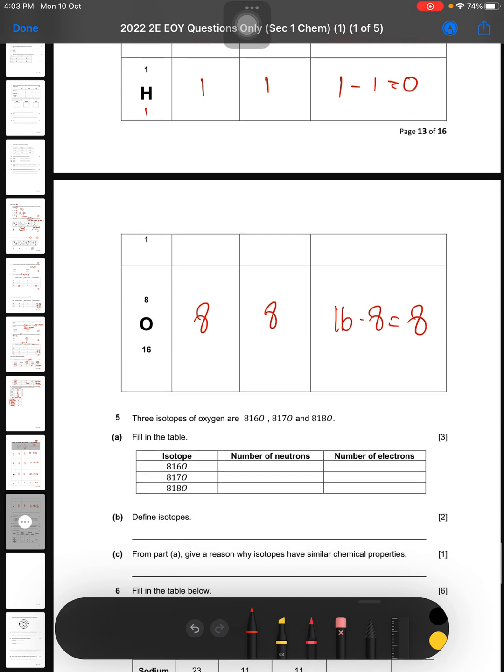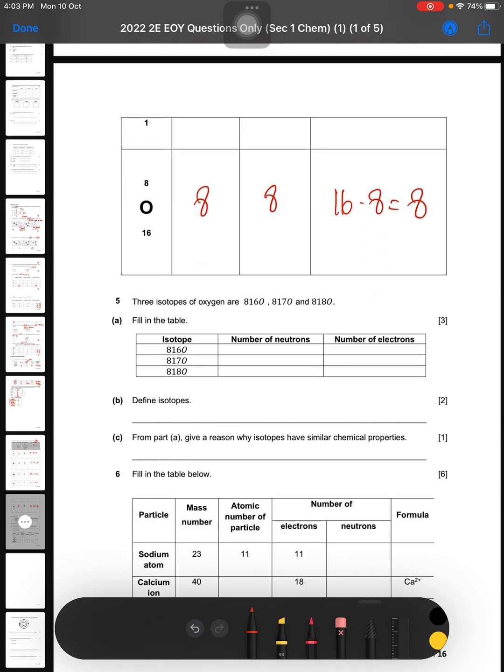Okay. All right, moving on to question 5. Fill in the table. Isotope 8 16 O, 8 17 O, 8 18 O. Let me see. 3 isotopes of oxygen. Okay, so they are all oxygen, right? So number of electrons, okay, we can fill out the number of electrons first. Wait, let me see. I think there's some problem with this, right? 18. Let me see. 8, 17. I think they are okay.